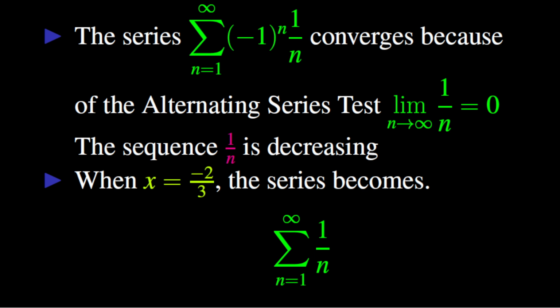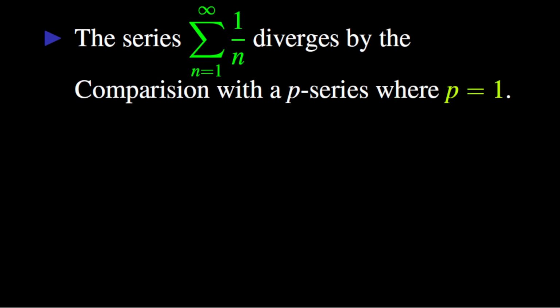When x is equal to -2 over 3, the series becomes a series with terms 1 over n. The series diverges because it can be compared to a p-series with p equal to 1, which is less than or equal to 1.